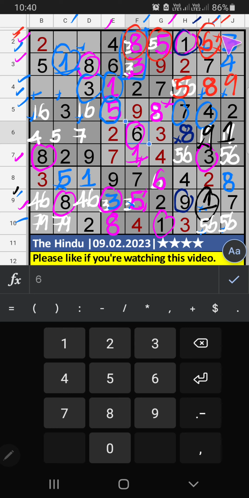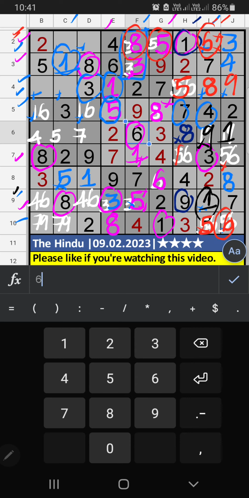Column I, we have 6. So 6 can't come in the cell. 6 is confirmed here. Then 5 is here. Column J, we have 6. So 6 can't come in the cell. 6 is confirmed here. Then 5 is here. Then second row, two numbers are remaining, 7 and 9.